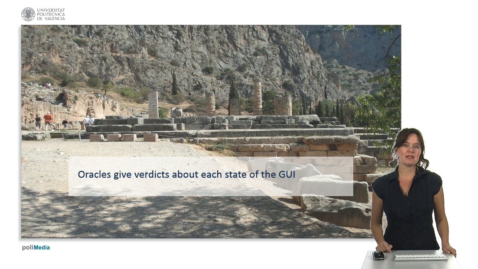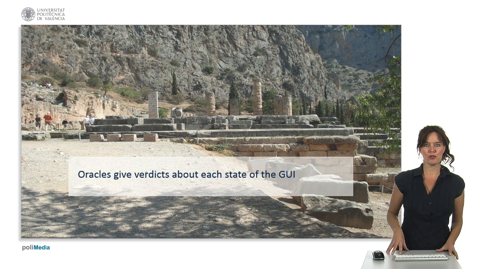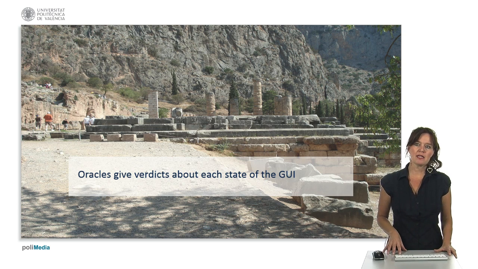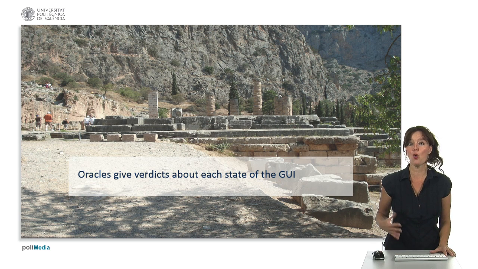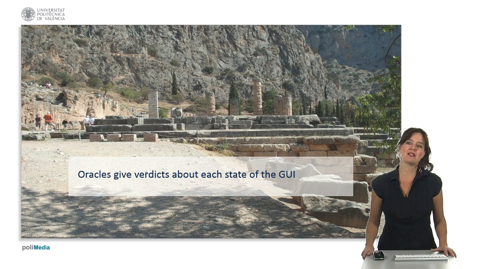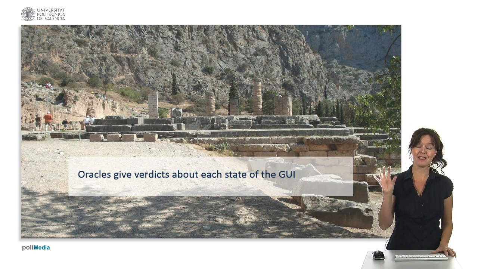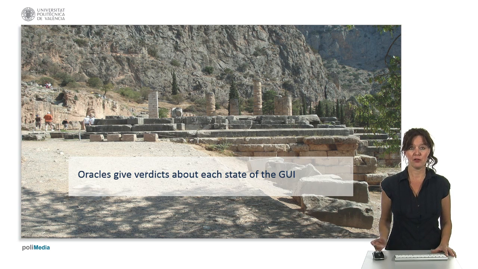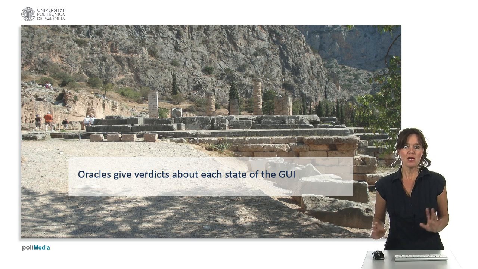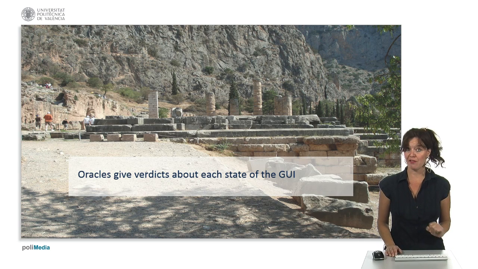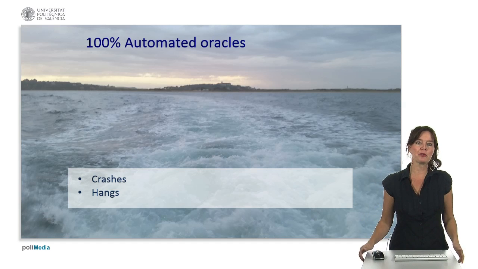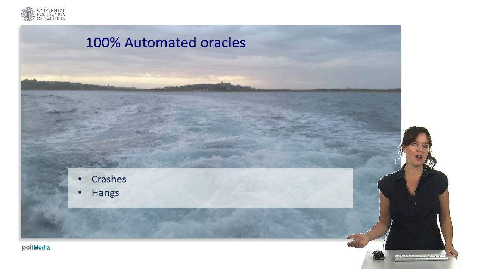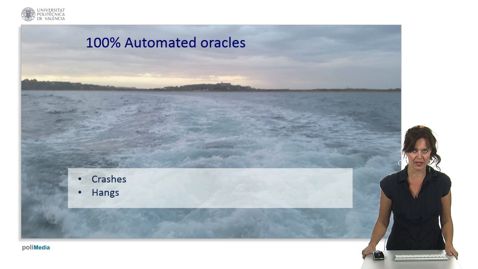So as I indicated, the important thing is the oracles. An oracle is that thing that determines whether a test has revealed an error or not. And an oracle in Testar is a function that takes the state the user interface is in, and it gives a verdict about that state, fail or not fail. So let's look at some oracles that we already have in Testar. Oracles that can be 100% automated are oracles that can find crashes or can find whether an application is hanging or something.